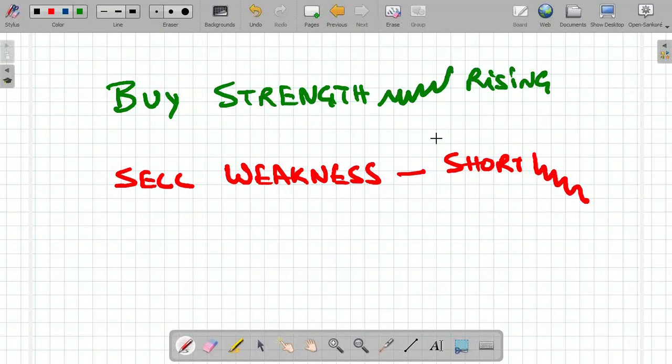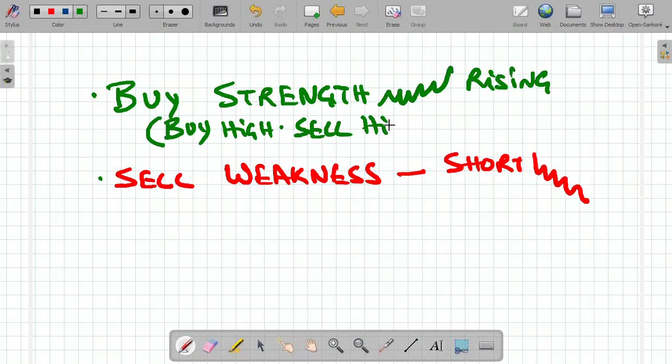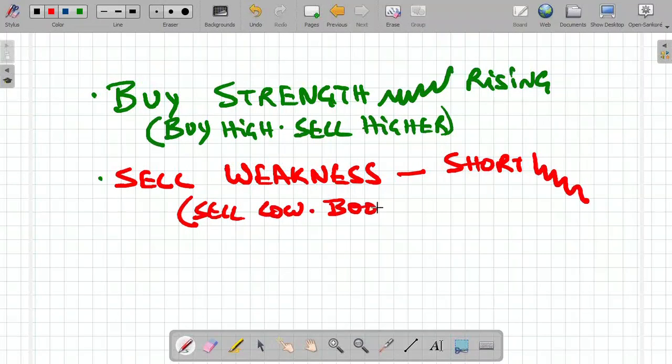The stock or the sector which shows strength will continue to show strength. The stock or sector that shows weakness will continue to stay weak. So buy strength and sell weakness. The other way to put this is you buy high and you sell higher. So you are willing to buy at a higher price, with the anticipation that it will go much higher and you can sell. And in this case, I'm going to sell low so that I can book at a much lower price.